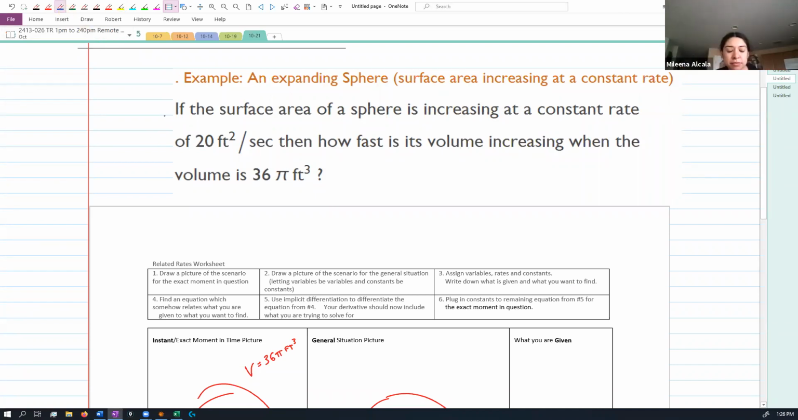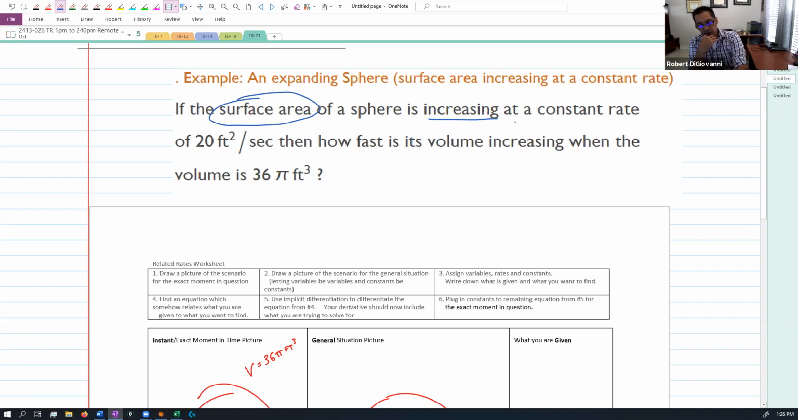Can you tell me what I'm given in terms of a derivative of something? From the question, sorry. So read this to me. If the surface area of a sphere is increasing at a constant rate of 20 feet squared per second. Right there. Stop with that. So what's increasing at a rate? The surface area. Okay, so you're telling me that the area is increasing at a certain rate of this, right?